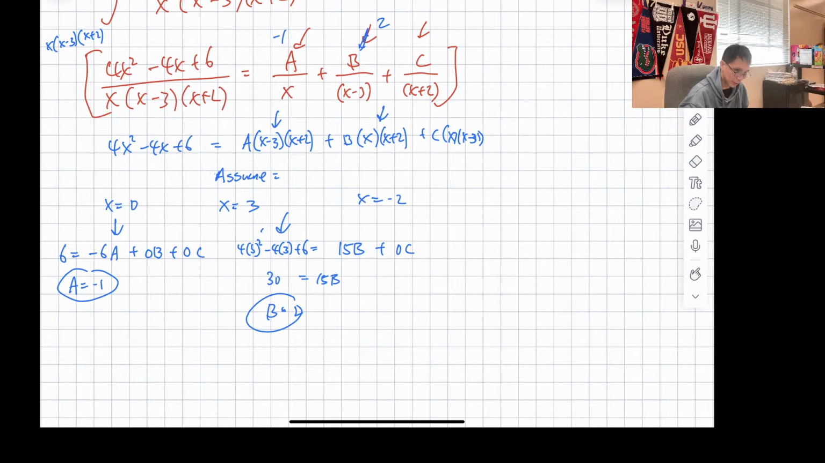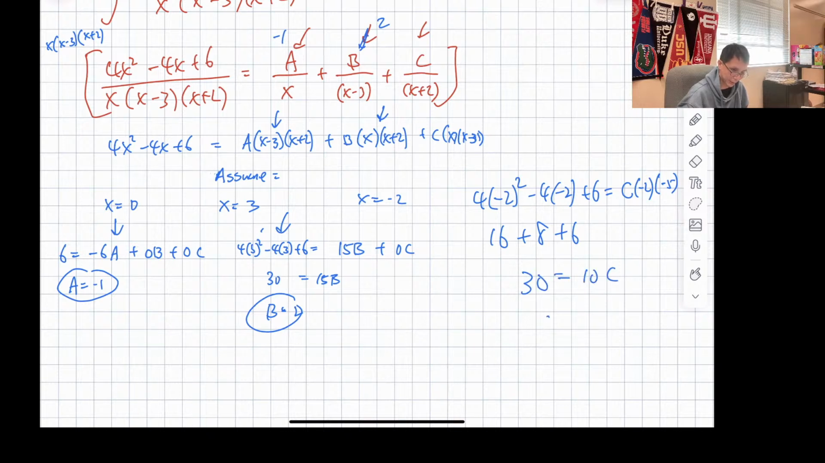Plug in negative 2. So B times 4 times negative 2 squared minus 4 times negative 2 plus 6 is equal to negative 2. The A is going to go away. B is going to go away. C is going to be what? Negative 2 times what? Negative 5, right? So what is it? 4, 16 plus 8 plus 6 is what? What is it? 30 is equal to 10c, right? C is equal to 3.